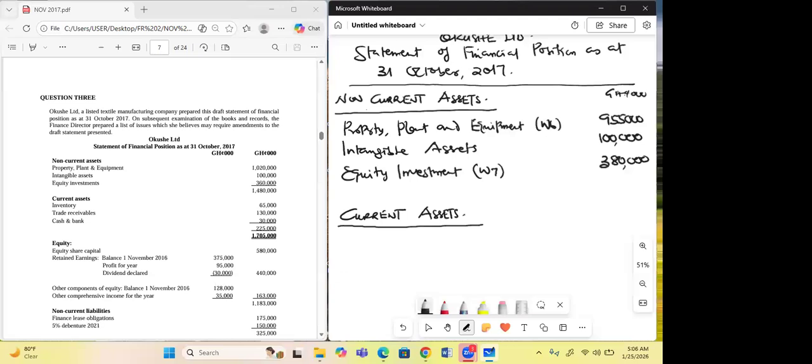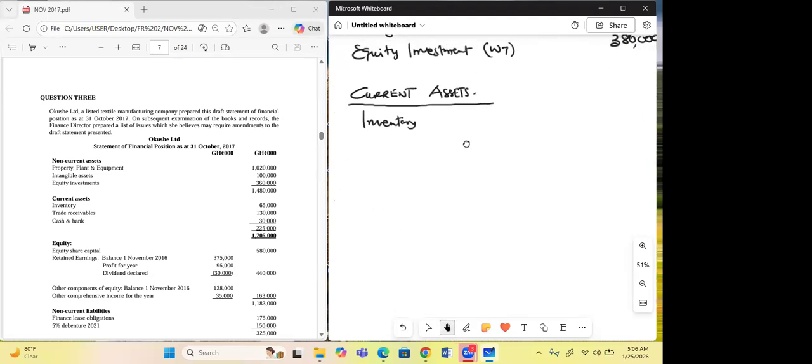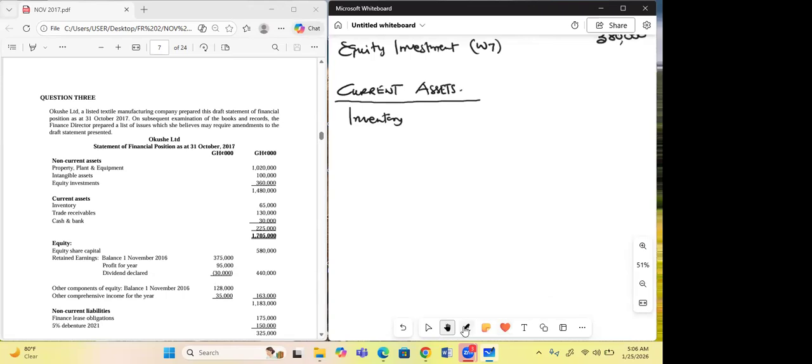Yes, current assets. Inventory. Did we do any adjustment to inventory? No, sir. I'm only hearing two people responding. Should I do my roll call? Inventory. What do we have? The same, 65,000.